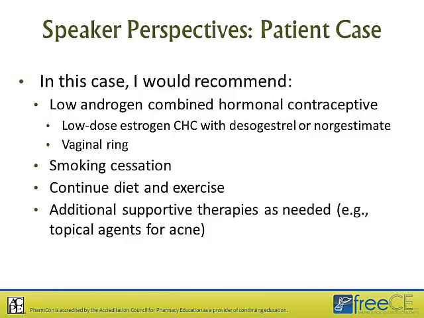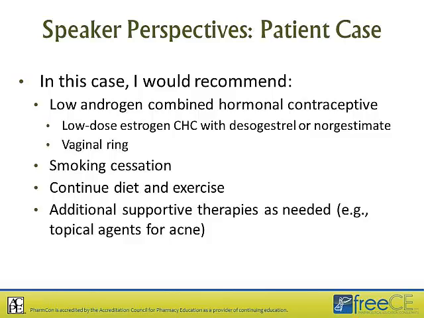So for this particular case, I probably would recommend a low androgen combined hormonal contraceptive. So a combined hormonal contraceptive that is in the third generation progestin. So it would be a low dose estrogen combined hormonal contraceptive with either desogestrel or norgestimate, or perhaps a vaginal ring, both of which I think have less risk than a drospirenone-containing contraceptive, but all of which I believe would address her symptoms with the hirsutism, acne, and abnormal periods.